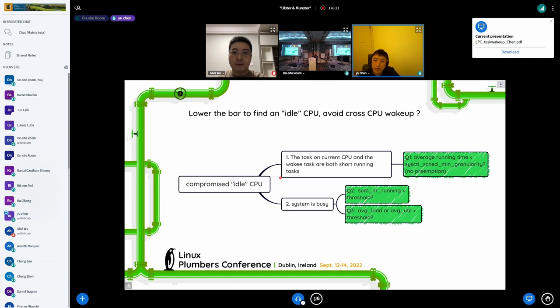So besides the short running task, I think Vincent has also proposed that we can consider the long task. For a long running task, we should try our best to put it on a completely idle CPU or core, because it might indicate that it requires more resources. One quick point to set some context: when I say long running, I'm talking 10 milliseconds is long running. Okay, just to make sure we're on the same page.